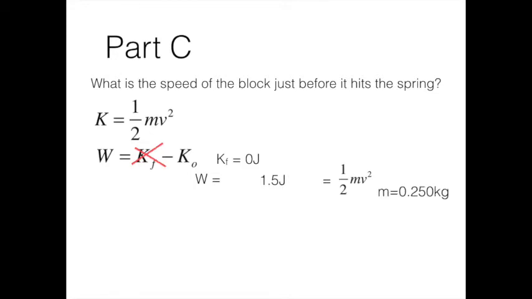And we plug in mass, which is 0.250 kilograms again, and solve for velocity. So we have 1.5 joules equals 1/2 times mass, which is 0.250, times velocity squared. We solve for that, and we get the velocity is negative 3.5 meters per second. It's really not negative when you solve the equation, but since it's going down, I'll stay consistent and say that it is negative because it is moving down.